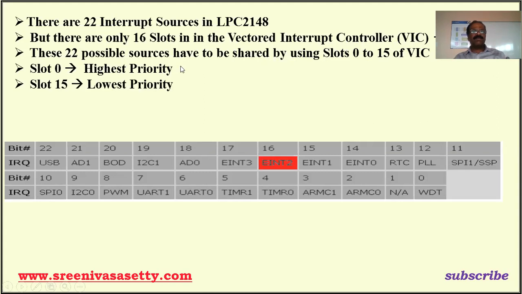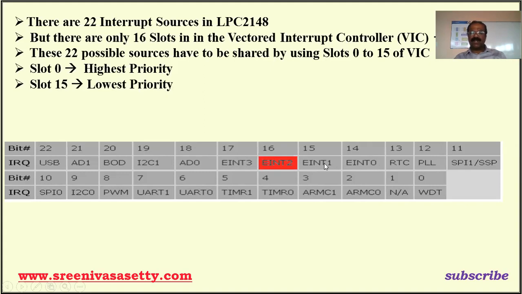These 22 possible sources have to be shared by using slot 0 to 15 of the VIC. Slot 0 has the highest priority and slot 15 has the lowest priority. In the LPC2148 microcontroller we have totally 22 interrupts, each allotted some position. Position 0 is the watchdog timer interrupt, position 16 is external interrupt 2, and 14 belongs to external interrupt 0. I told you already we have 4 external interrupts.